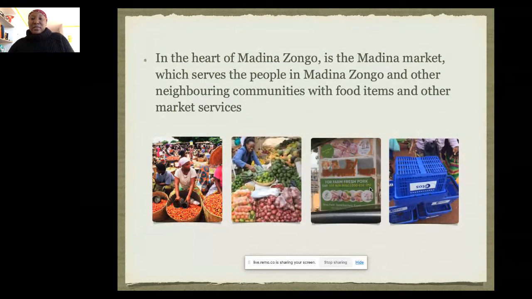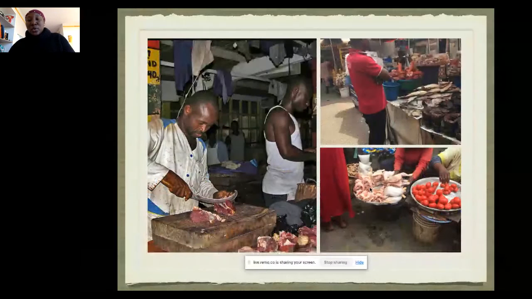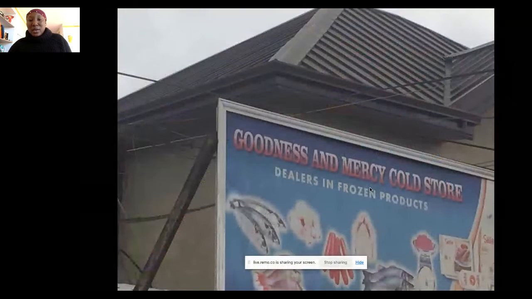So these are foodstuffs and meats and the other groceries that are sold there. This is a very busy place, like most markets in Accra. And it's crowded with people advertising their wares in several ways. And this is the butcher shop, just to give you an overview of how the meat market looks like. So this is beef, this is chicken, and these are other things, fish and trotters and so on, salted fish. This is how the market looks like.